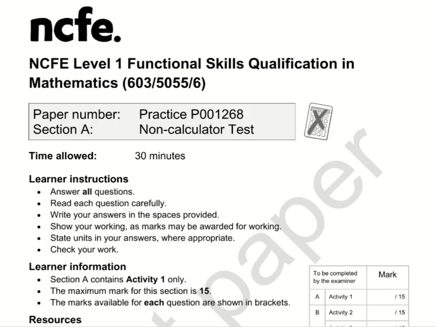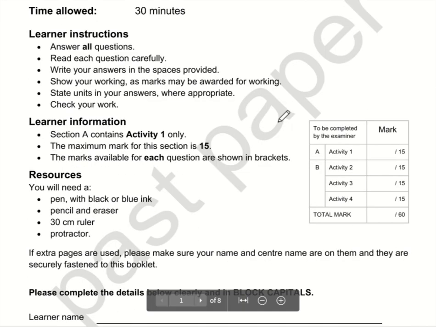Here are the video solutions for NCFE Functional Skills Maths Level 1. This is Section A, which is the non-calculator section, and this is from practice paper number 2.